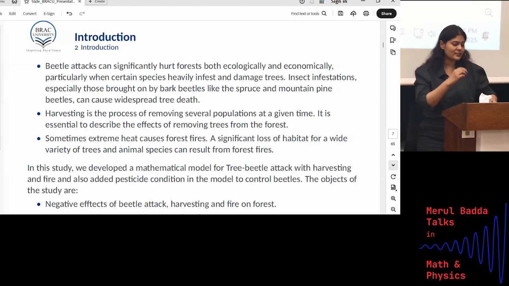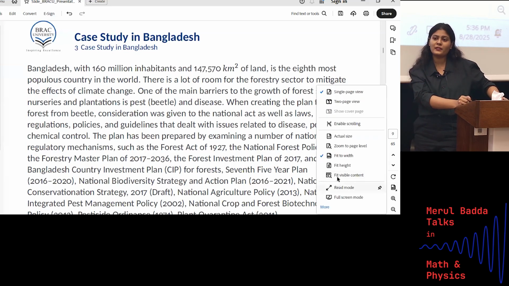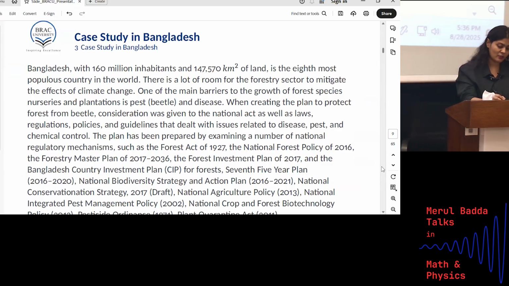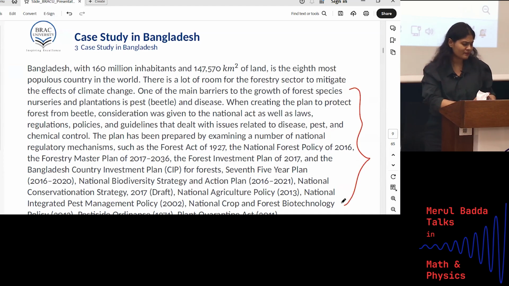For the case study in Bangladesh, we just briefly did a case study. Bangladesh is the 8th most densely populated country in the world. There are many forests and many forest sectors to control our forest ecosystems. As beetle attack is a great threat to forest growth, different forest ecosystems took different kinds of plans and different time periods to control the beetle attacks, so they can manage the forest ecosystem. These are some examples of the plans or strategies taken by the forest sectors in our country.